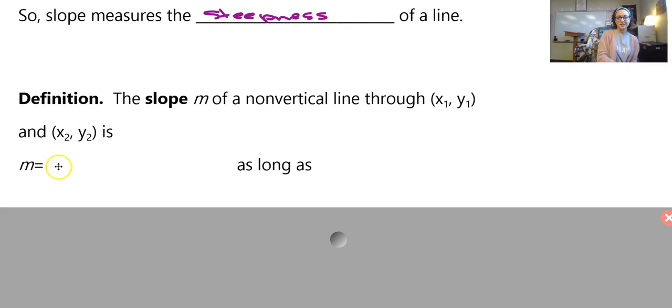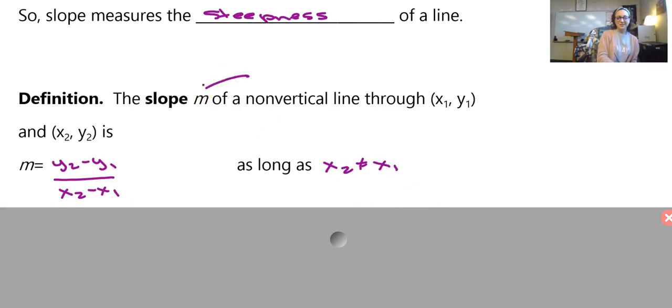So it is your change in your vertical position. We typically denote that as y2 minus y1 over your run. So your change in your horizontal position, x2 minus x1, okay? And this is true as long as, again, this is a non-vertical line, so as long as x2 and x1 are different from each other.